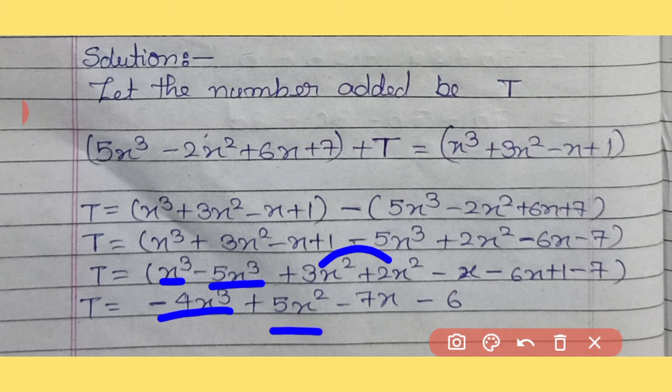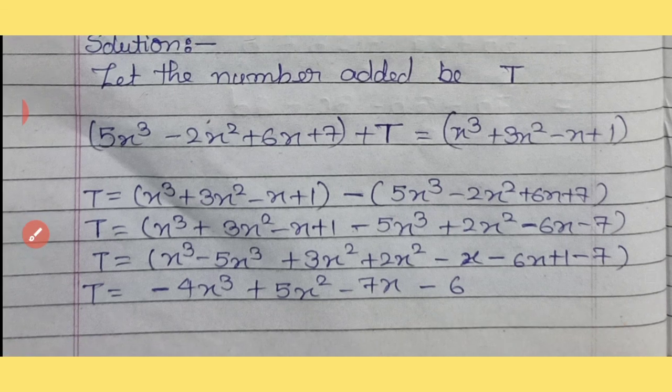Next, minus x and minus 6x, both are negative terms, so they will add together and it will be minus 7x, and minus 7 will subtract plus 1, so getting the answer minus 6. So we should add minus 4x cube plus 5x square minus 7x minus 6 with 5x cube minus 2x square plus 6x plus 7 to get the answer x cube plus 3x square minus x plus 1.